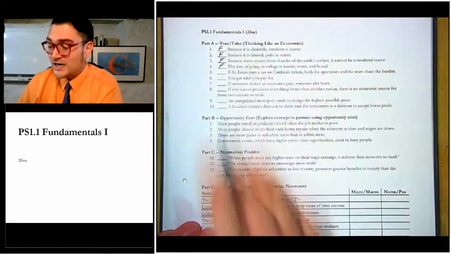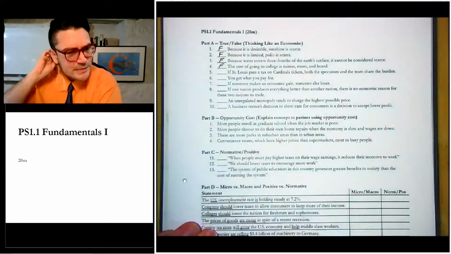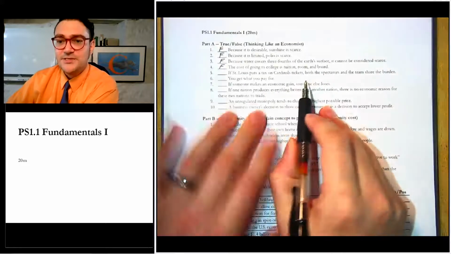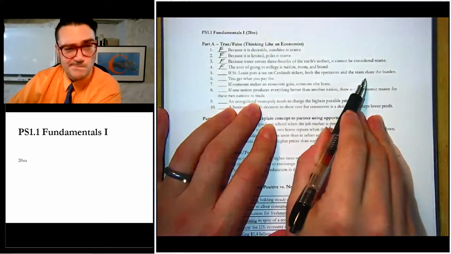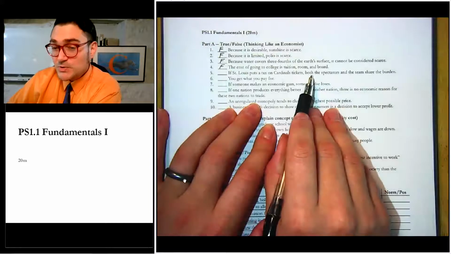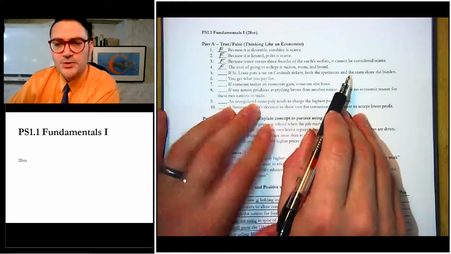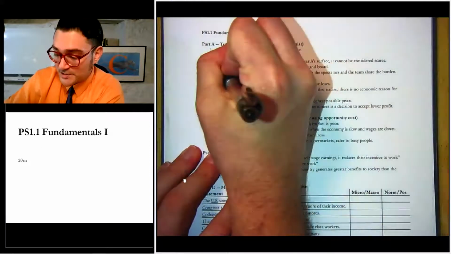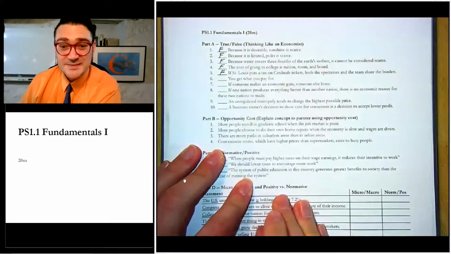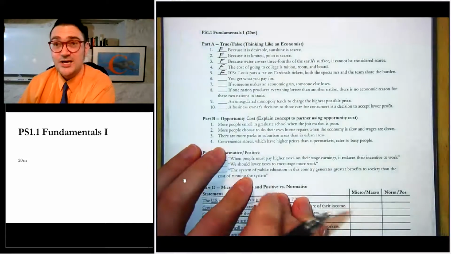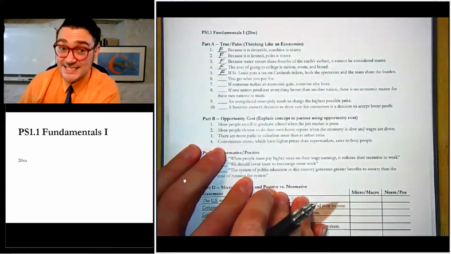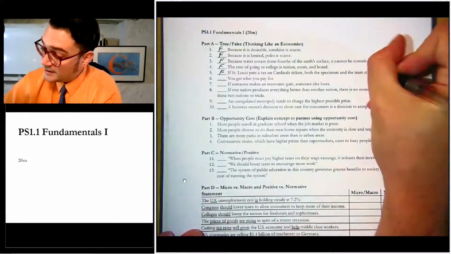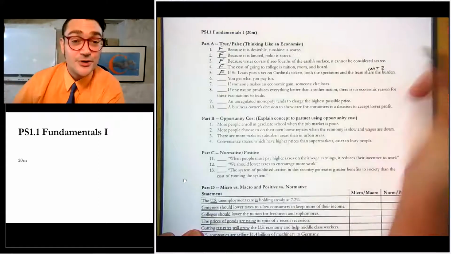Number 5, if St. Louis, that's where we are, right? I think so. If St. Louis puts a tax on Cardinals tickets, both the spectators and the team share the burden. Now, most people would say, well, yeah, of course, you share the burden. What we're going to learn, and this is going to make you mad, is this one's false. In fact, it depends, and it depends a lot on a concept called elasticity, right? It's like a stretchiness. We're going to learn that one later in Unit 2. So I'm going to put that one there, Unit 2.